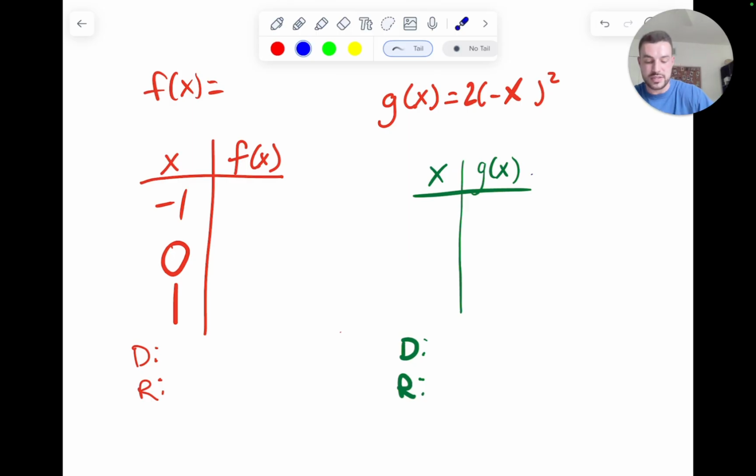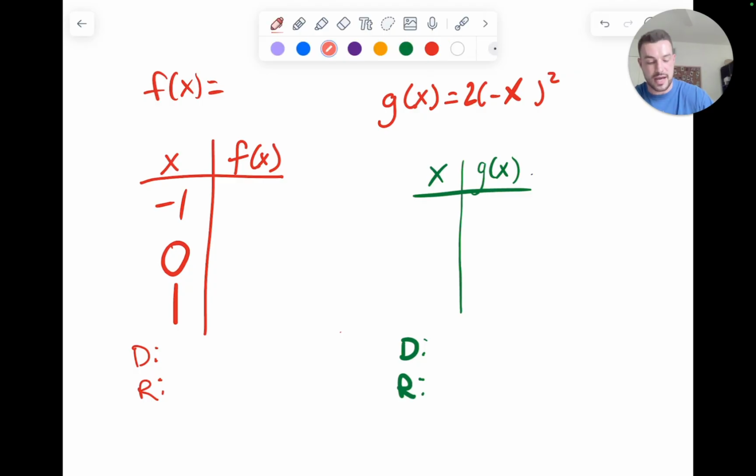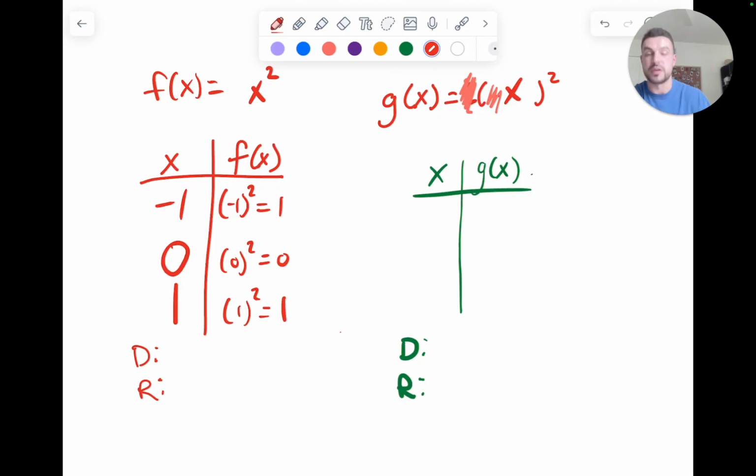Now, what I need to do is I need to find my parent function so I could plug these values in to get matching points. In order to do that, we are going to cross out our transformations. Therefore, what I have left is my parent function, which is just x squared. So all I have to do is plug these numbers in. -1 squared is 1, 0 squared is 0, and 1 squared is 1.